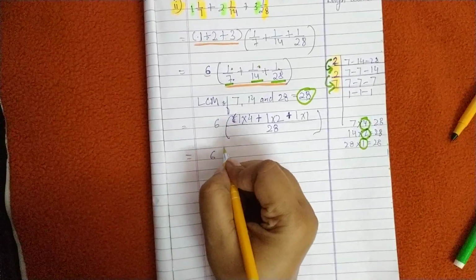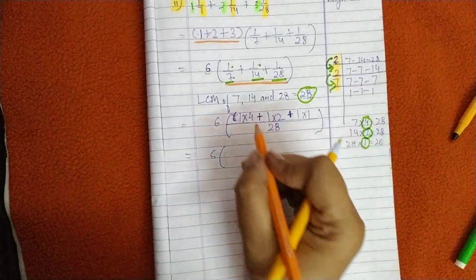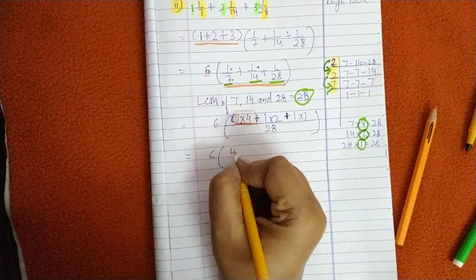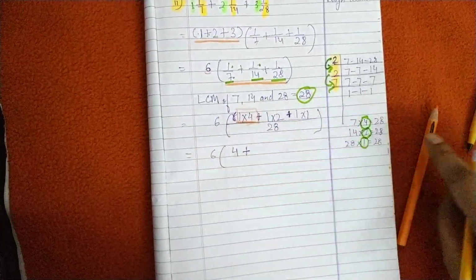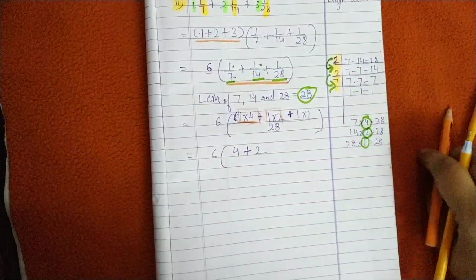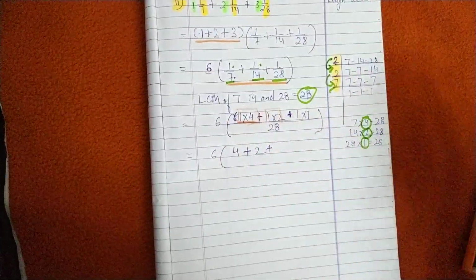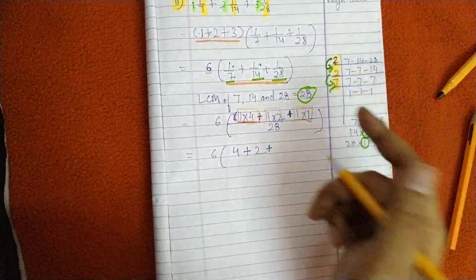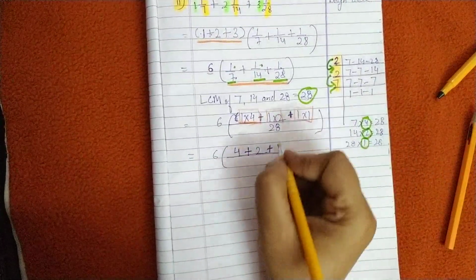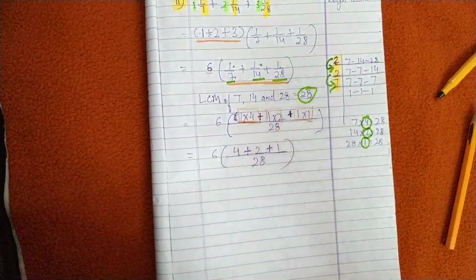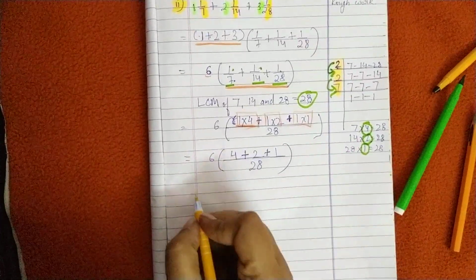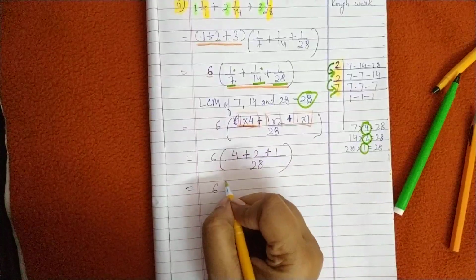Now come to the next step. Copy 6 as it is and keep this bracket. Don't open this bracket right now. Now multiply this box first. 1 into 4 is 4. Plus sign, copy as it is. Now multiply this 1 into 2. 1 into 2 is what, children? 2. Now copy this plus sign. Now multiply this 1 into 1. So 1 into 1 what, children? 1. Draw division line. Copy this denominator 28. Close bracket. This much is clear, children? Any doubt till now? No. Very good.